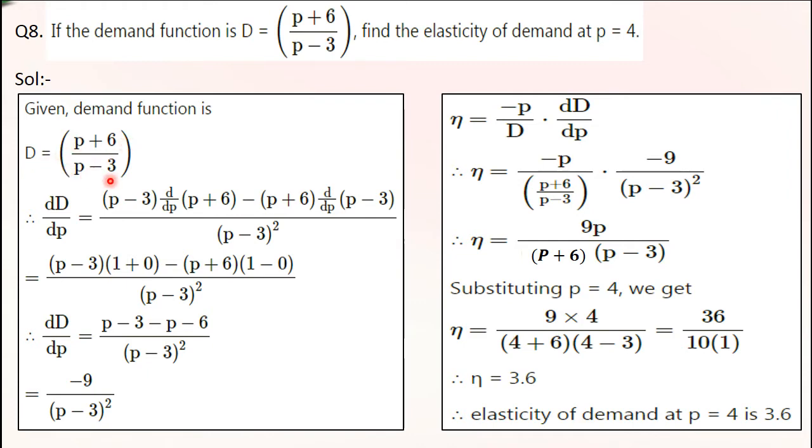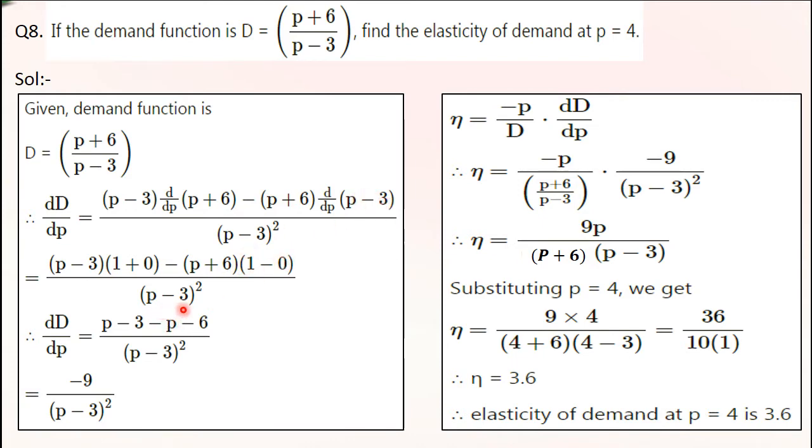dD by dP is equal to, we have to use the u upon v rule, or quotient rule of differentiation here. So, the denominator into derivative of numerator minus numerator function into derivative of denominator, divided by denominator the whole square. Therefore, (P minus 3) into derivative of (P plus 6), which is 1 plus 0, minus (P plus 6) into derivative of (P minus 3), which is 1 minus 0, divided by (P minus 3) the whole square. We are differentiating with respect to P, therefore derivative of P is 1 and the derivative of constant 6 is 0.